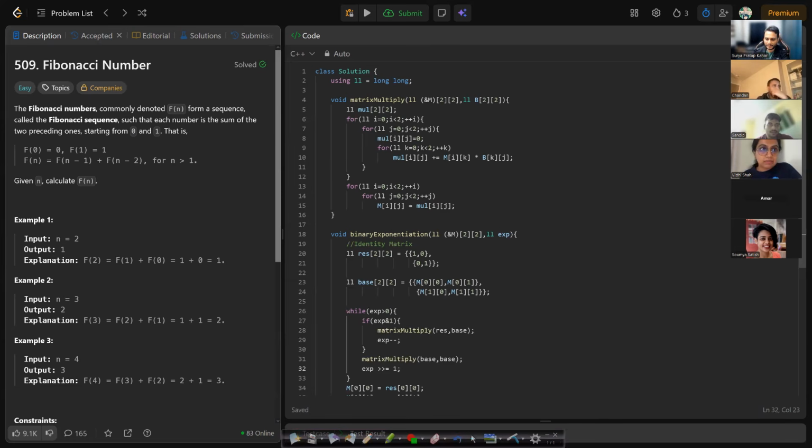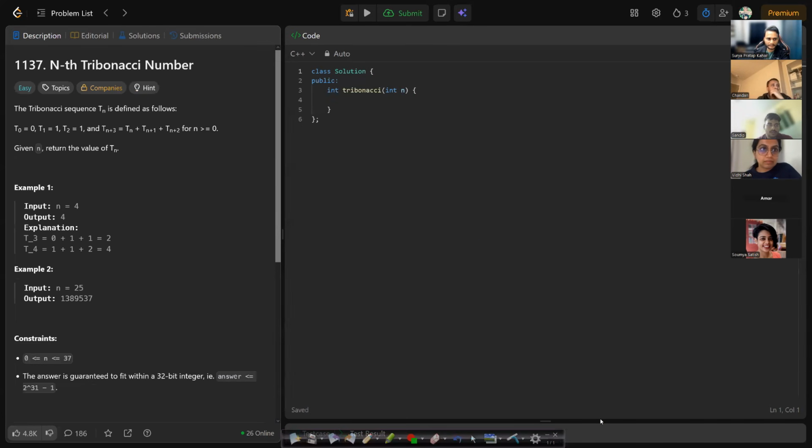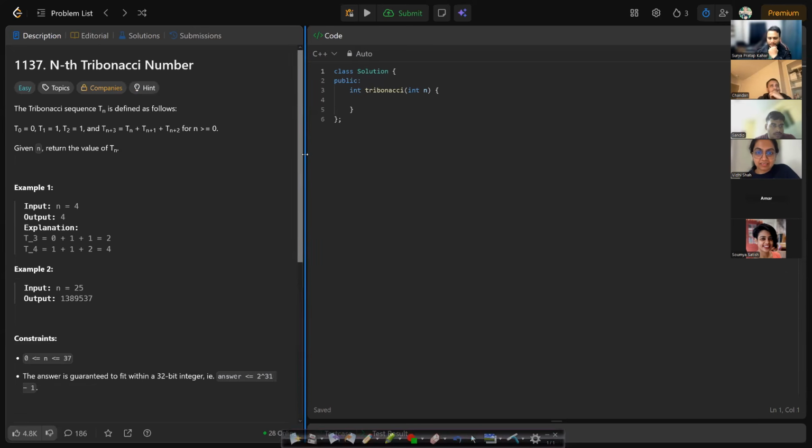This problem I haven't solved, but I know that it will be solved with exponentiation again. Because how do you know it is exponentiation? It is given a recurrence relation, a linear recurrence relation. If you ask me how do you know, then let me show you.